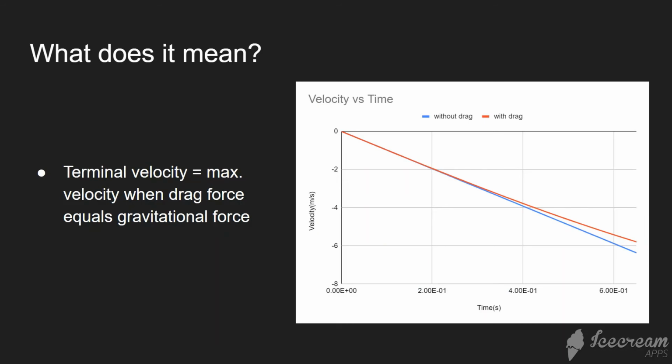So, moving on to the challenge questions. Terminal velocity is the maximum velocity reached when drag force equals gravitational force. If you compare the velocity versus time graph for the ball without drag and with drag force, this indicates that the model with the drag force predicts a terminal velocity because it shows the velocity slowing down as time progresses. The red line represents the model with drag force, and you can see that it's slowing down as it goes.